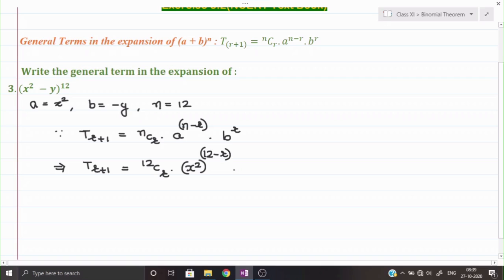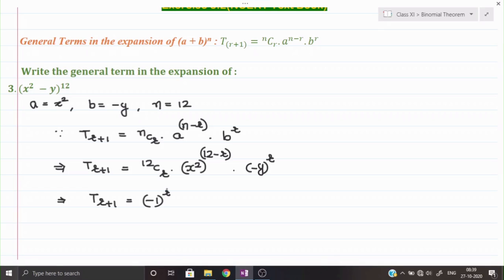Okay, into B, the value of B is here: minus y, whole power r. Now we can simplify a little bit over here. T r plus 1 we can write down as, first of all, minus y to the power r. See, y can be separated as y to the power r, but this minus sign we can always write down here as minus 1 whole power r. Okay, because that minus sign is a numeric value, so that can be separated from the variable. But it will also contain the same power.